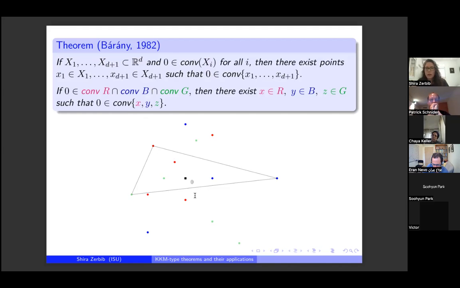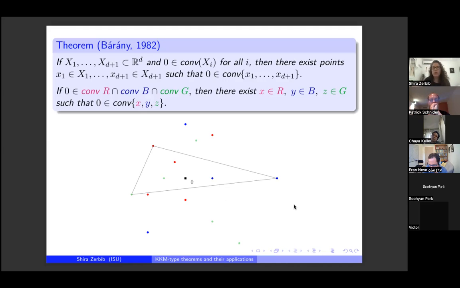So in the plane, here is an example. We have the red set of points, the blue set of points, and the green set of points. And you can check that each one of them has 0 in its convex hull. And I can find a choice of one red point, one green point, and one blue point such that 0 is in their convex hull.